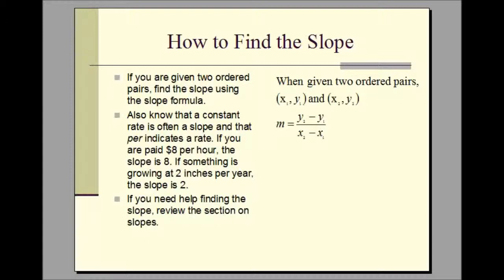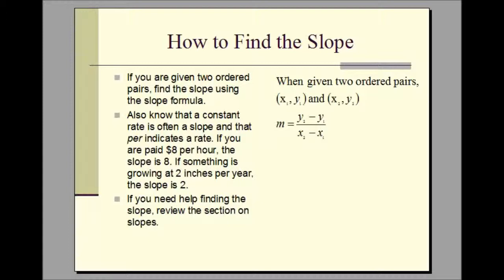In creating equations, you will often need to find the slope. And if you are given two ordered pairs, find the slope using the slope formula. Recall that if you have two points, x1, y1 and x2, y2, the formula for the slope is y2 minus y1 over x2 minus x1.